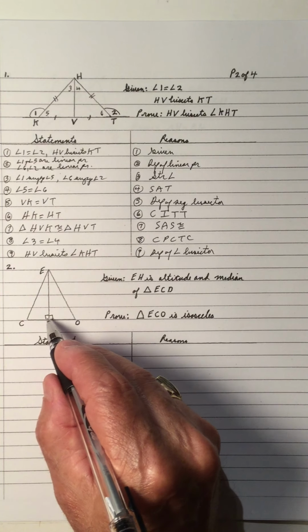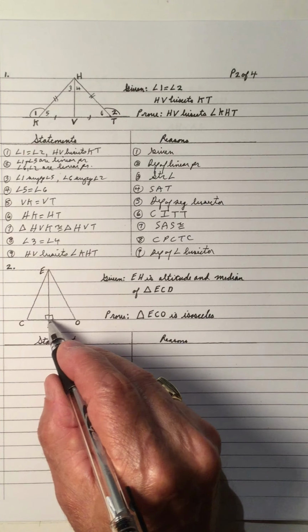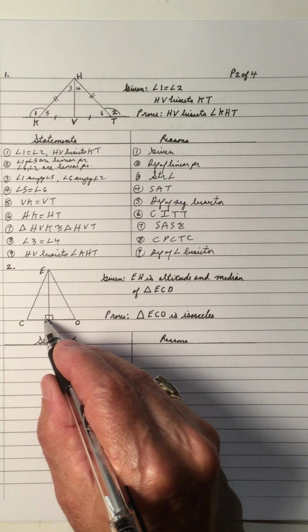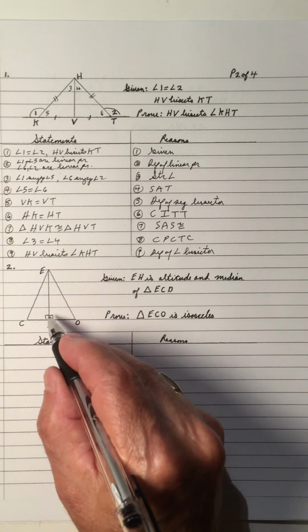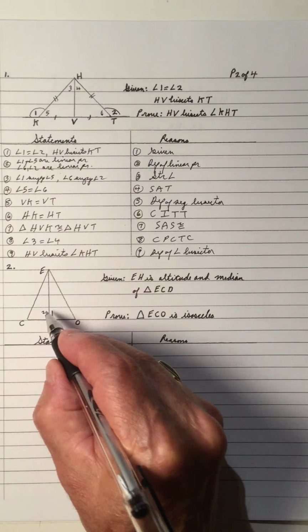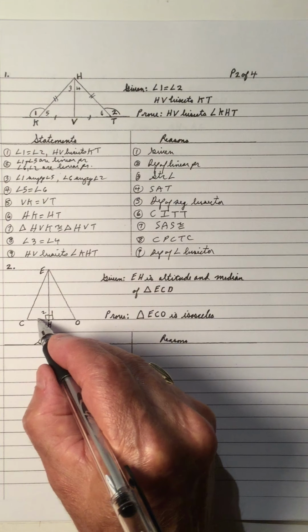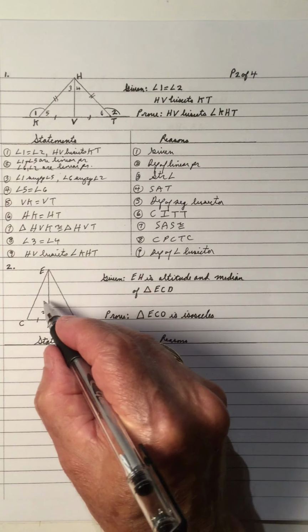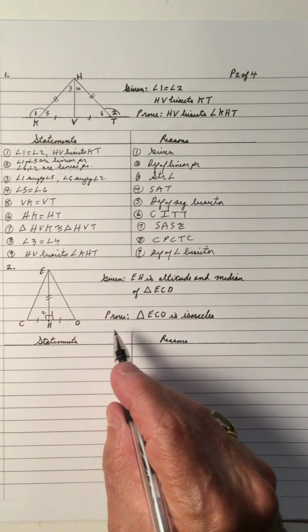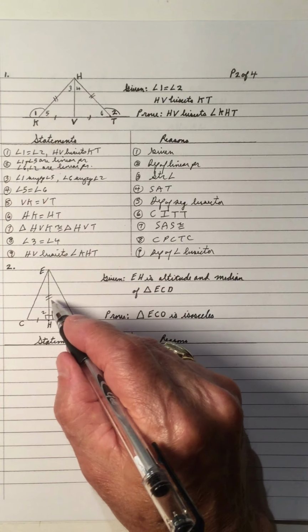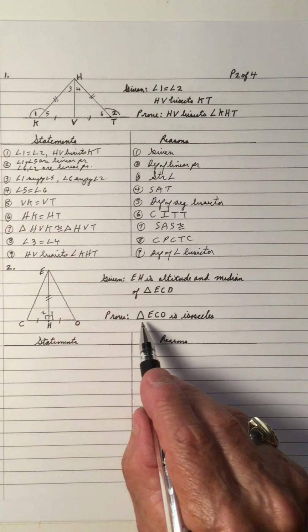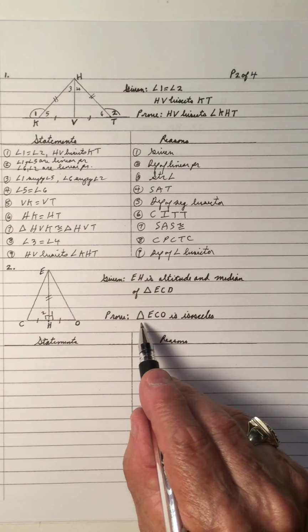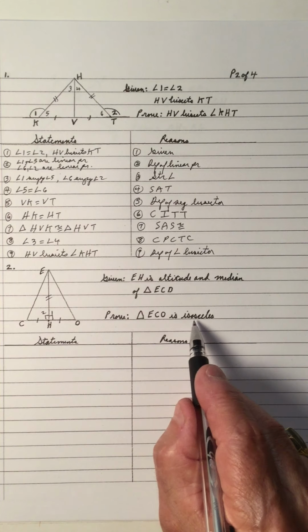Because it's perpendicular, these two angles are going to be equal. So let's name them 1 and 2. Because we have a midpoint, that means that HC is going to equal HO. And we have HE is a common side. So these triangles are congruent. And I forgot to mention, we have to prove that ECO is isosceles.